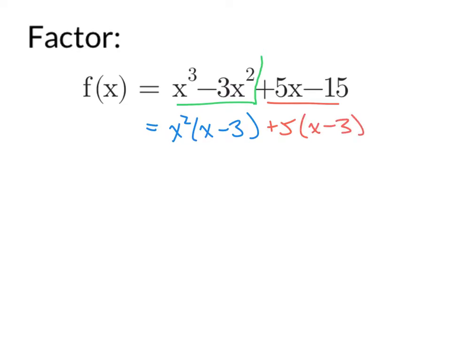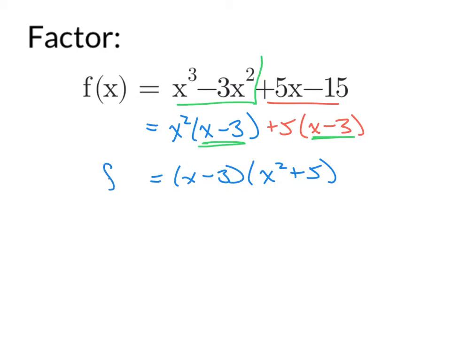Now, I hope that you notice that out of each of these terms, we have this common factor of x minus 3. Since that's a common factor between the front half and the back half, we can factor that out in front. And what we're left with is that x squared plus 5.